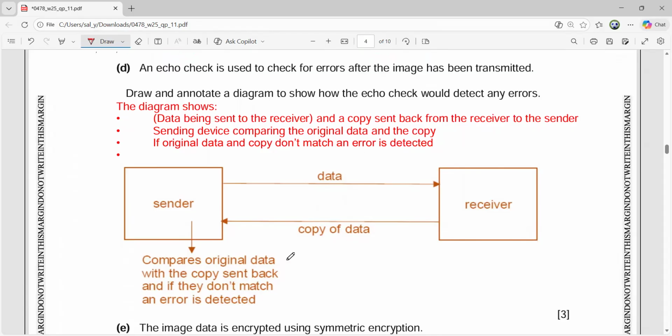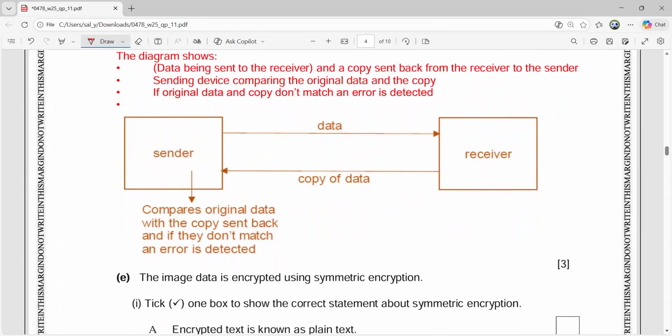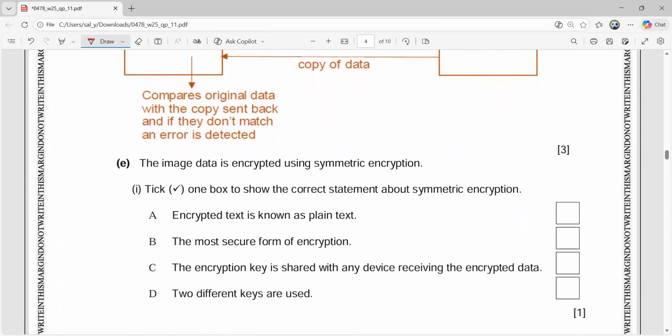And if they do not match, then an error is detected, and then the data is resent. This is what they want you to have included in your answer, and you will be able to score 3 out of 3.